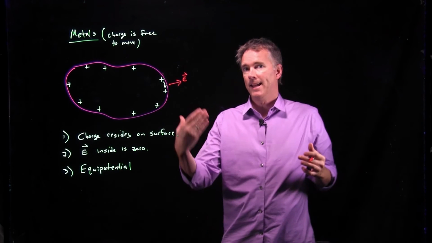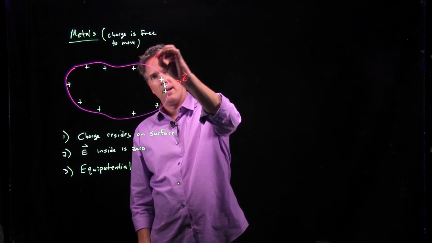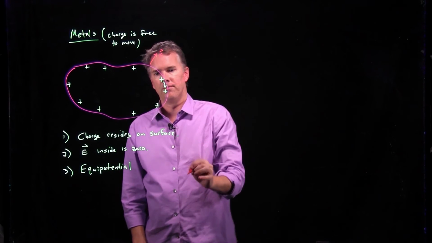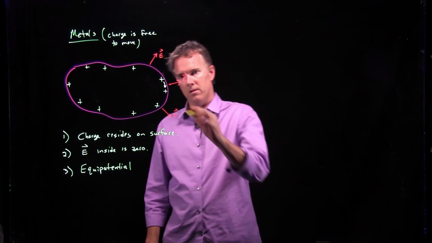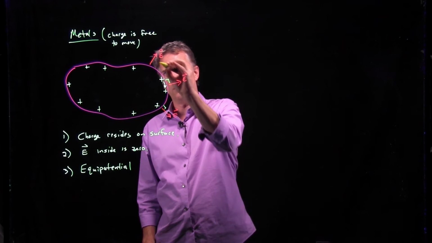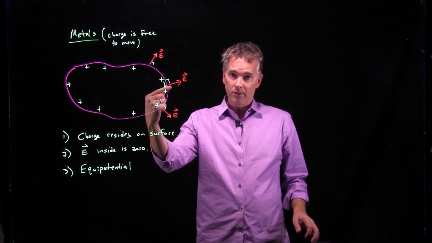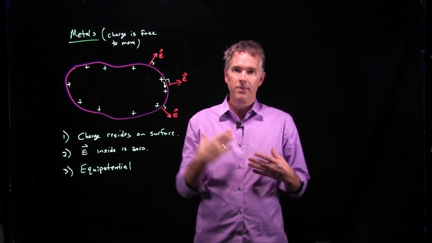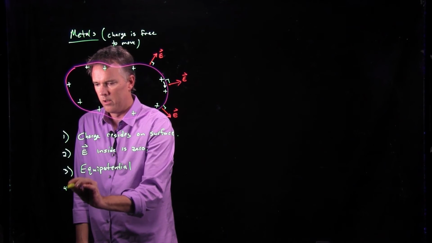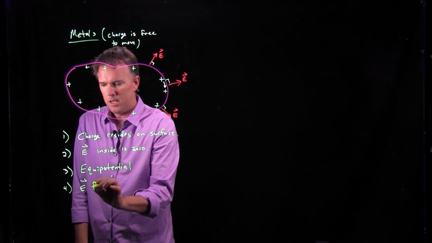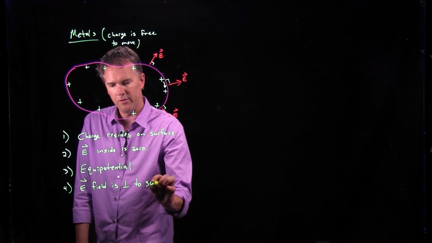So because we're in the static equilibrium case, the E field everywhere has to point at a right angle to the surface. All of these angles are perpendicular. Why? Because if it wasn't, charge would still be moving, and then we're not in the static case anymore. So this is another rule for conductors. E field is perpendicular to the surface.